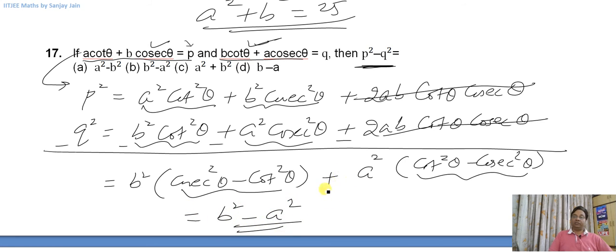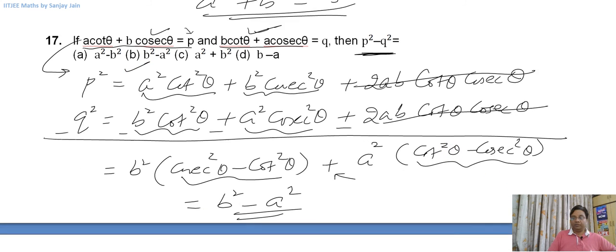Or what you can do is you can take negative common and write cosecant square theta minus cot square theta inside. Otherwise, this much you should already know: if cosecant square theta minus cot square theta is equal to 1, then what will be cot square theta minus cosecant square theta? Right? So the answer is b square minus a squared. Let me see what is next.